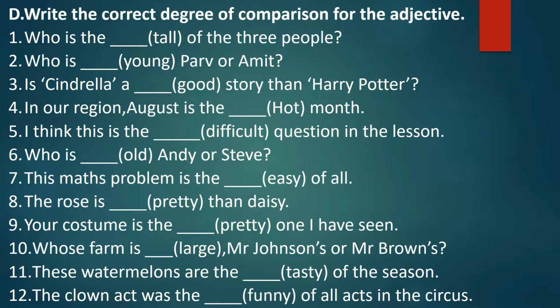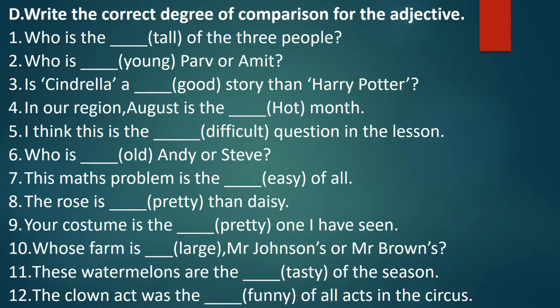Now the seventh sentence. This math problem is the dash of all. We are comparing this math problem with all the problems of maths. So we are comparing more than two things or persons. So superlative degree will come. This maths problem is the easiest of all. Now eighth, the rose is dash than daisy. We are comparing the two flowers. So what will come? Comparative degree. The rose is prettier than the daisy.